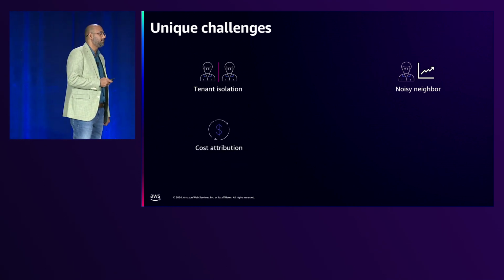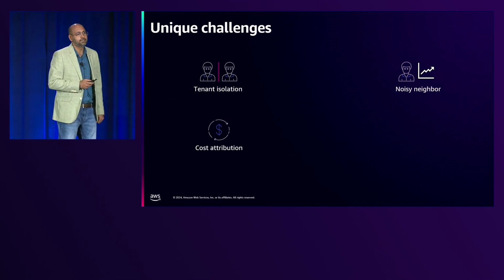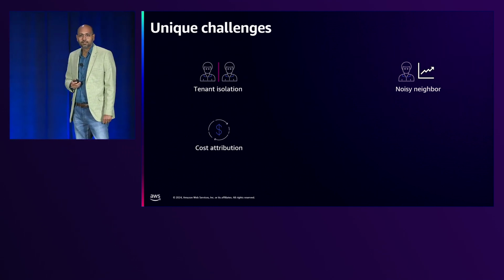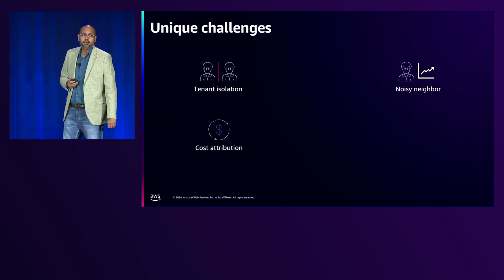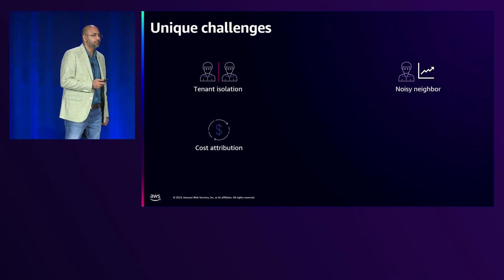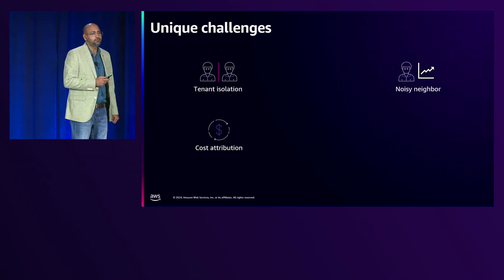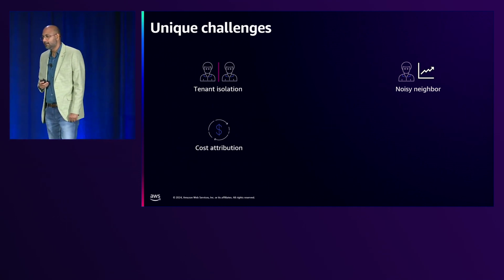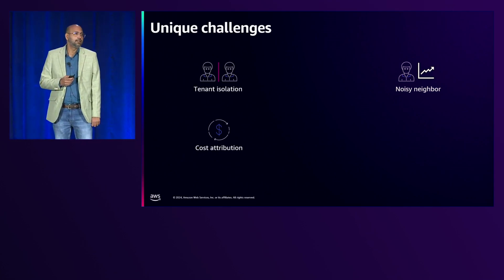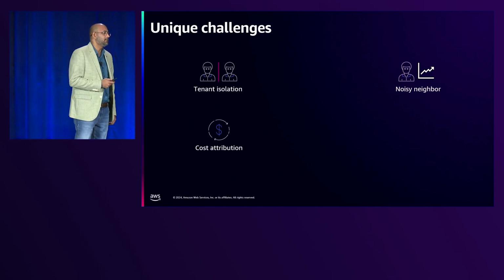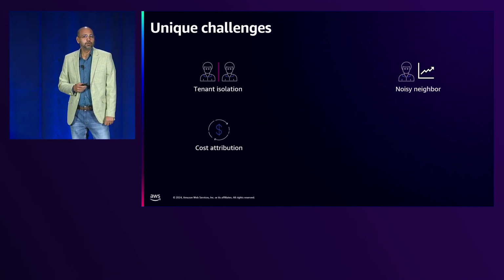The next is cost attribution, because when customers are building multi-tenant solutions, they definitely want to optimize cost, and one way of optimizing cost is provisioning only the resources required to meet the tenant's demand or need. At the same time, how can they identify the consumption and the cost for those different tenants so that they can charge them accordingly, and that can contribute to their business growth.